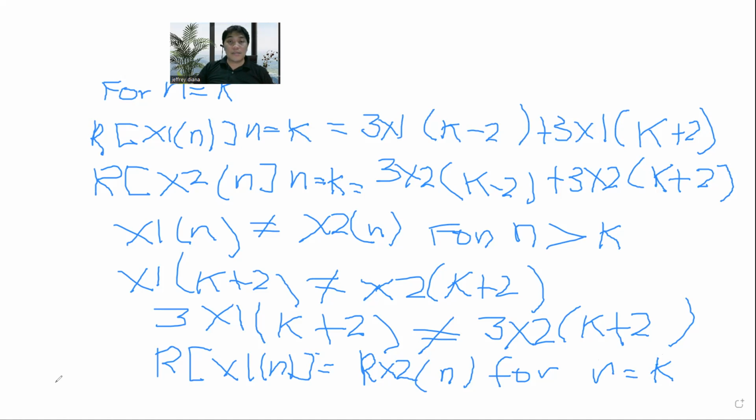For this case, let's solve another formula. So R{x₁[n]} at n = k.